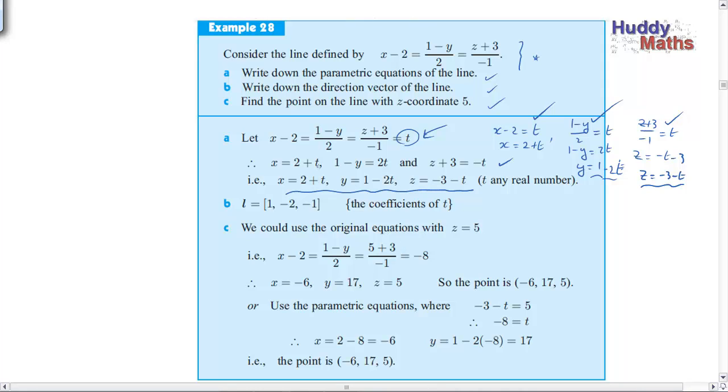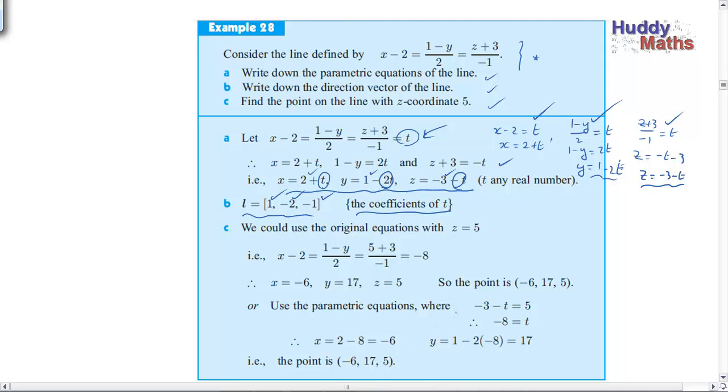And the convention is to put these first, okay, the numbers first, because we're going to remember now that t here is going to be the parameter, and that's going to be the number of lots of the component of the direction vector. So what is the direction vector? It's 1t, neg 2t, and neg 1. So here the coefficients of t are the direction vector of the line.